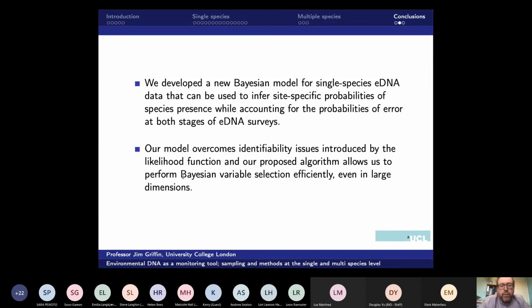And we believe that we've built a model that's able to overcome a lot of these identifiability issues introduced by the likelihood and to do efficient Bayesian variable selection. One thing I should say around solving the identifiability problem is that in a way we don't really solve it, but we certainly alleviate it. It lurks there in the background, and being Bayesian, that maybe isn't a big deal because we have posterior uncertainty, and by using this prior we're able to interpret it.